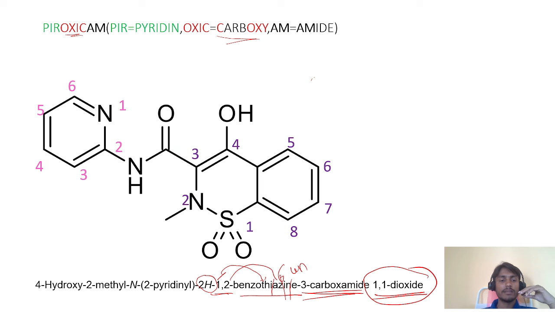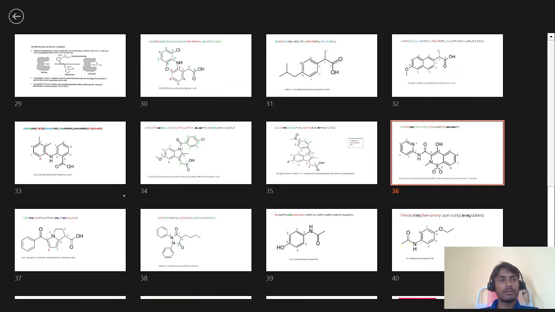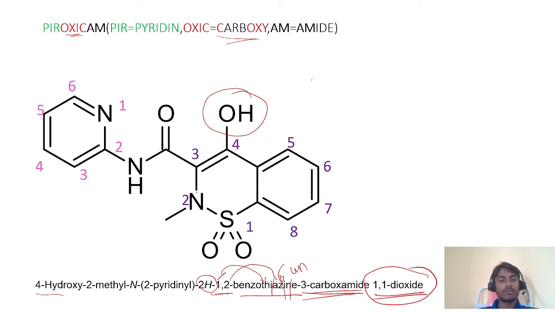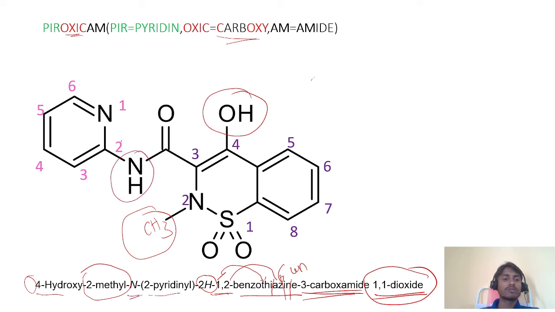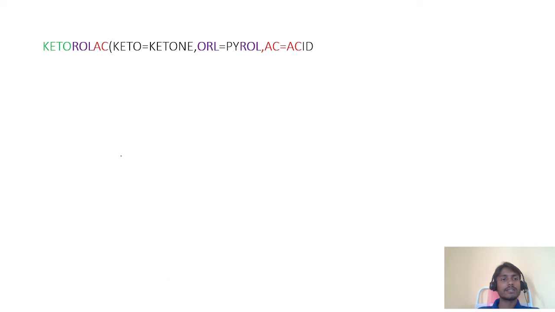Next one, what is there? The fourth position is containing a hydroxy group. Next one is 2-methyl. At the second position a methyl group is there, and at the fourth position a hydroxy group. Next, on the N, what is there? 2-pyridinyl. So 2-yl, the second position is substituted to the amide, hence 2-pyridinyl. 2H-1,2-benzothiazine-3-carboxamide 1,1-dioxide. So this is the structure of piroxicam.